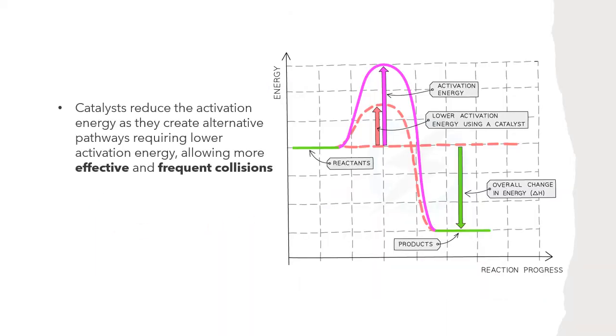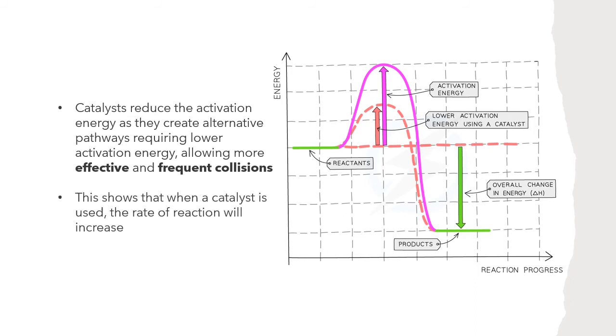Okay, catalysts reduce the activation energy as they create alternative pathway requiring lower activation energy, allowing more effective and frequent collision. Katakan ini adalah activation energy yang sebenar yang perlu dicapai oleh reactant particles, okay, untuk dia dapat effective collision. But when we apply a catalyst in the reaction, dia punya activation energy akan rendah lah. Okay, so bermaksud dia mempercepatkan reaction tu lah. Okay. So this show that when a catalyst is used, the rate of reaction will increase.